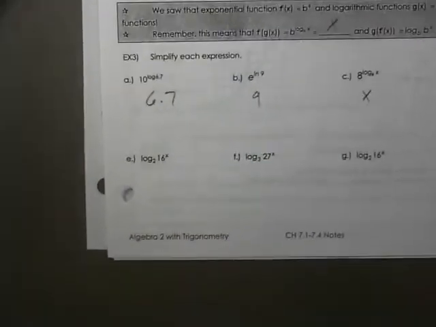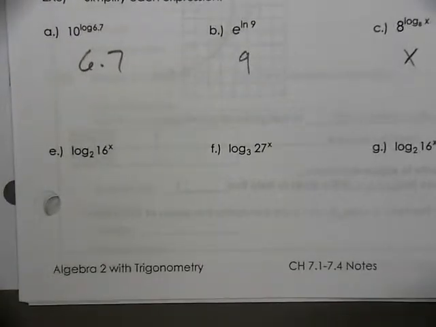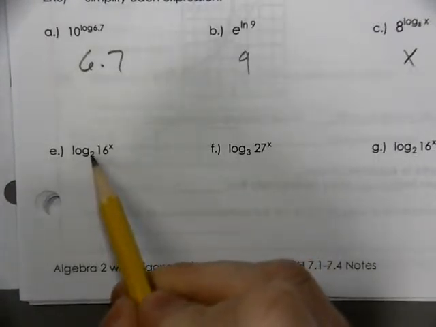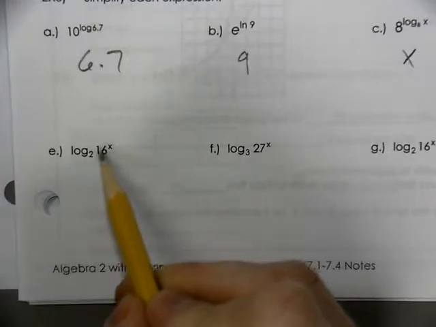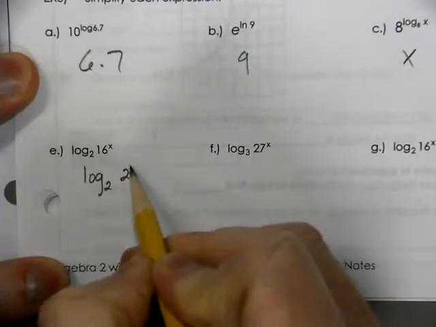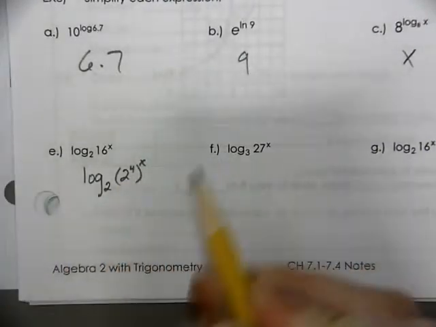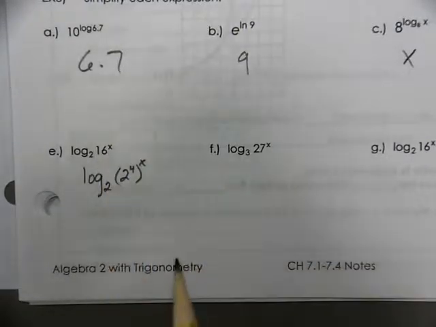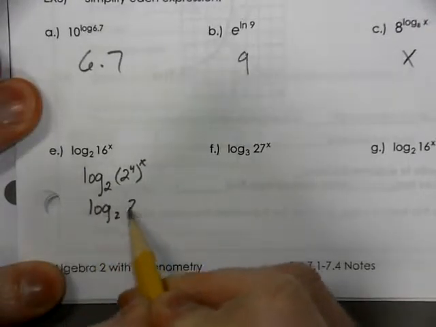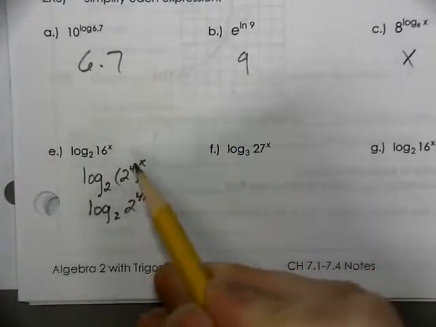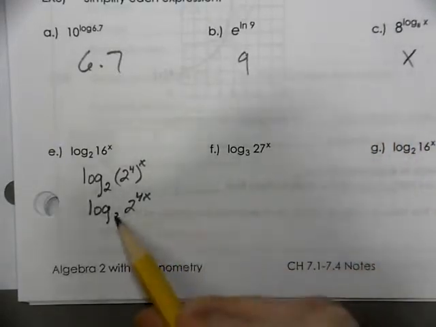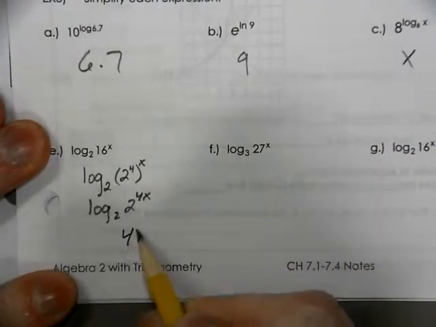This one's a little trickier because the bases are not matching. This one has a base of 2. 16 doesn't have the same base. But can we make it have the same base? 2 to the 4th power is 16. So I haven't changed the problem at all. And you multiply exponents if you're raising a power to a power. So now the bases match, and my answer is 4x.